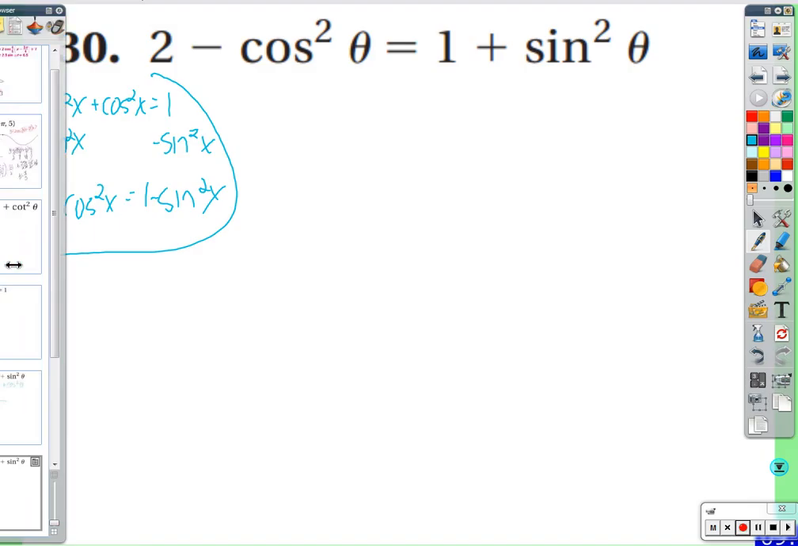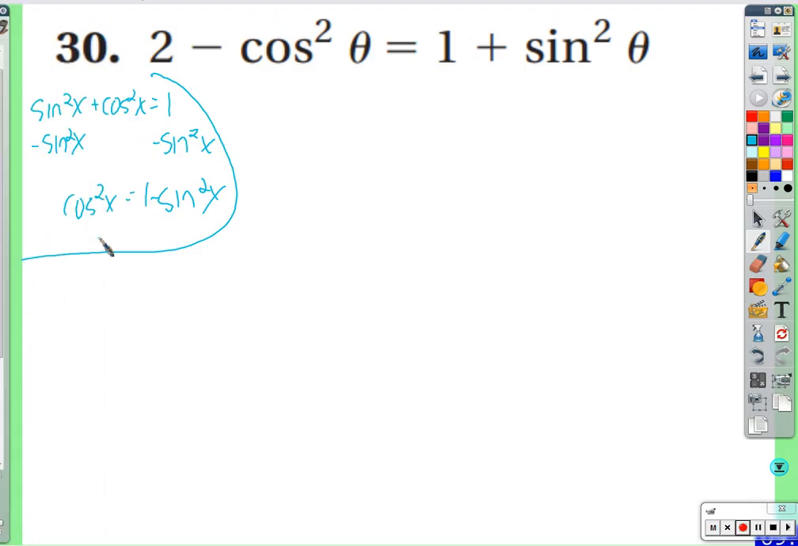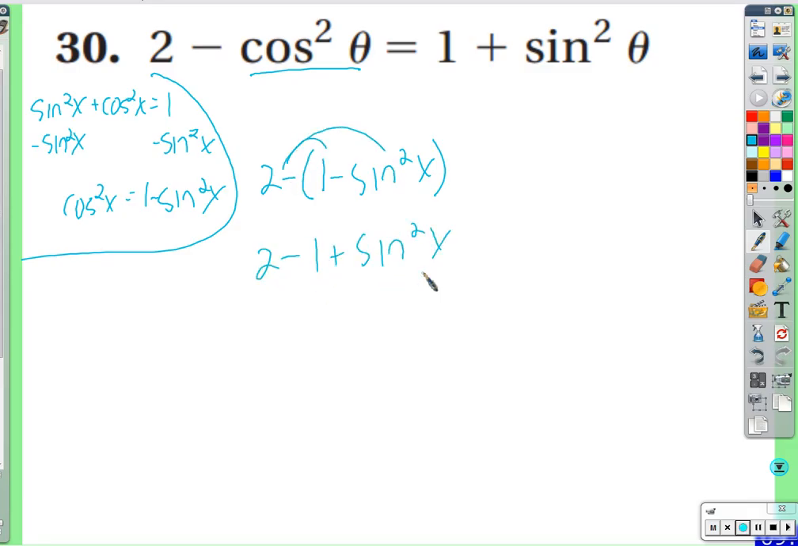Okay, just like a side note. So I can take cosine squared and replace it with 1 minus sine squared. Replace that with 1 minus sine squared. 2 minus 1 minus sine squared. Let's see what happens if we distribute this negative 1. 2 minus 1 plus sine squared. 2 minus 1 is 1. And there we go. It's just like that.